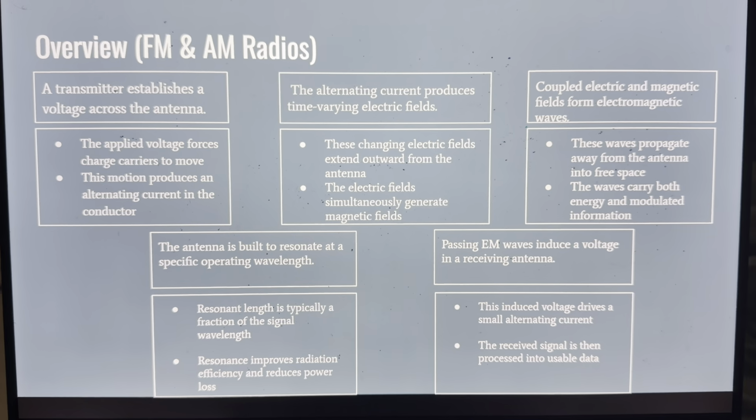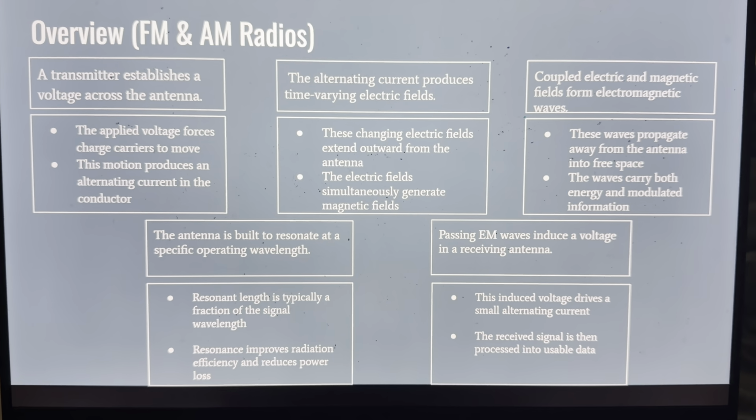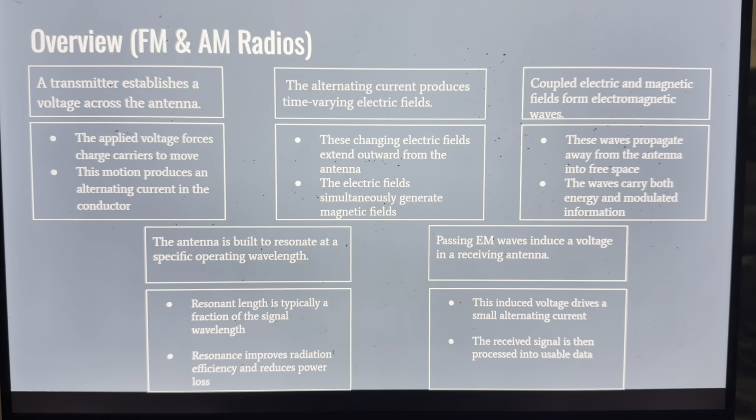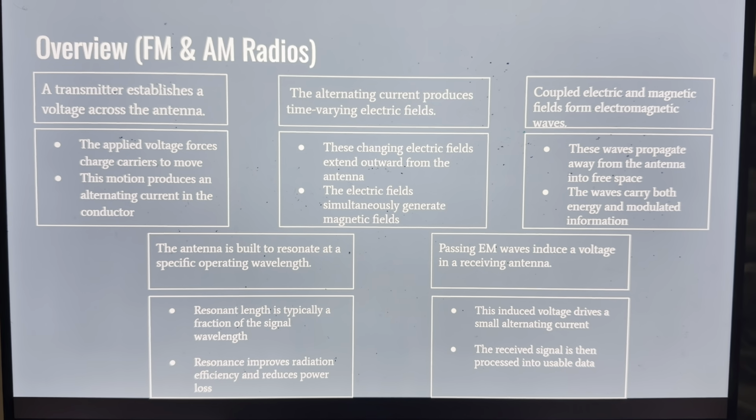Passing EM waves induce a voltage in a receiving antenna. This induced voltage drives a small alternating current. The received signal is then processed into usable data.